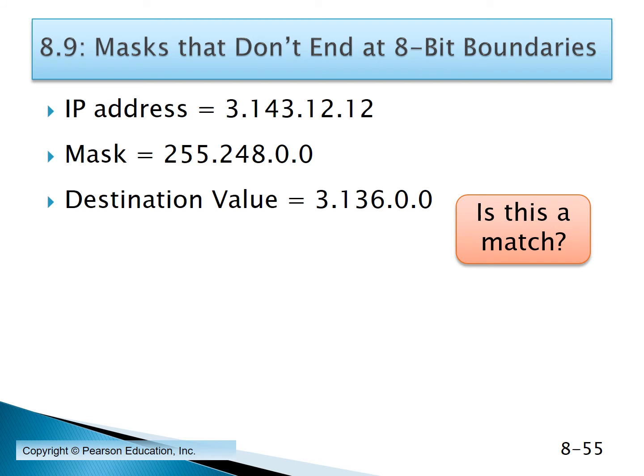For example, if I have an IP address like 3.143.12.12, the mask is 255.248.0.0, and the destination value of the range of IP addresses in your routing table is 3.136.0.0, then is this a match? It's actually quite difficult to see from the decimal numbers. So you probably have to convert it to binary and then do the masking yourself, doing the bitwise AND, and then see whether it matches the destination value.